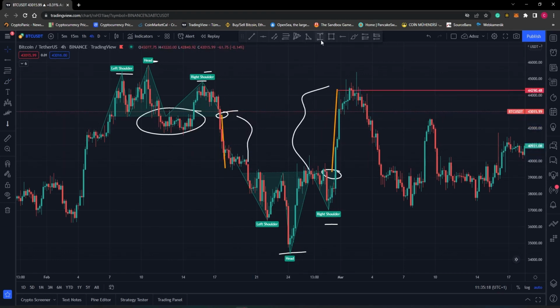As you can see, in most cases, just like many other patterns and indicators, the head and shoulders pattern is a very efficient tool to estimate the future price movements in the market.